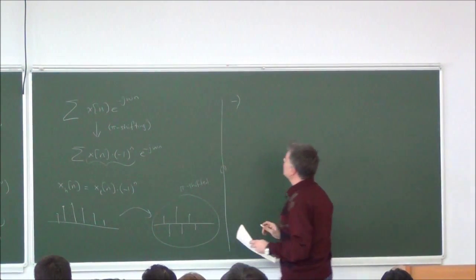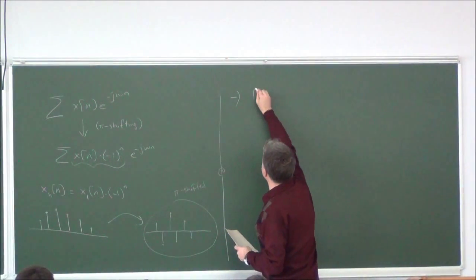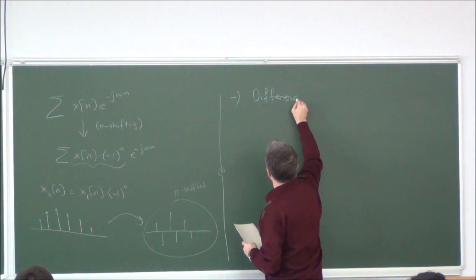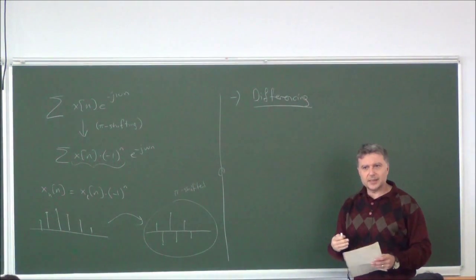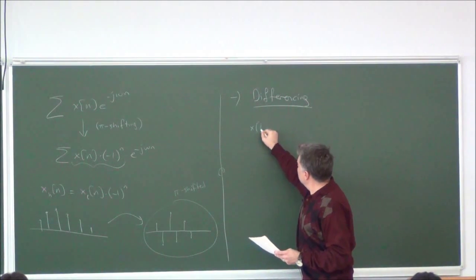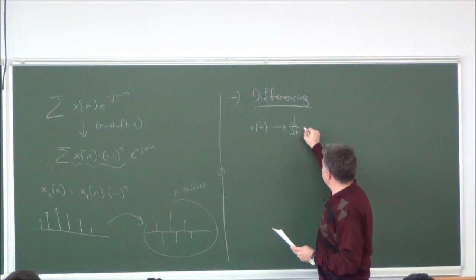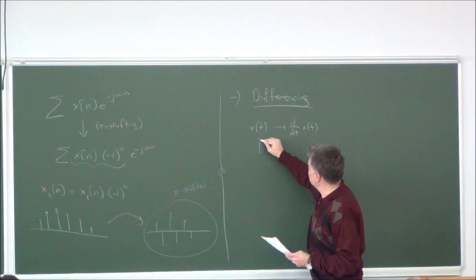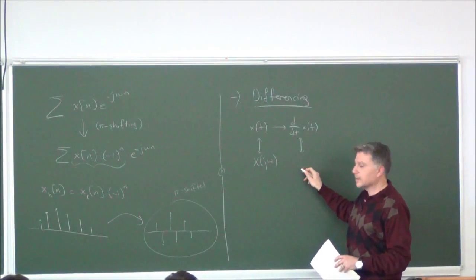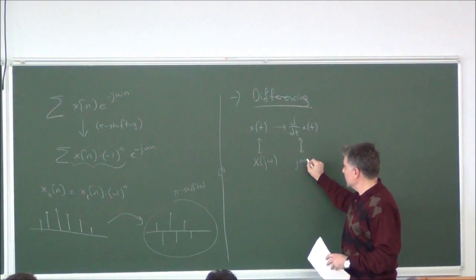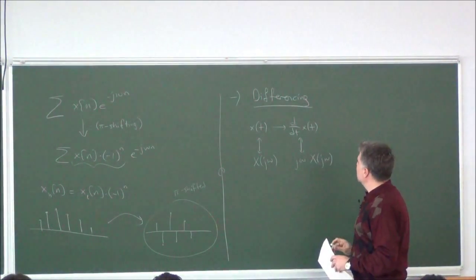Now let's talk about another property. The next property that we'll talk about is differencing. It's like taking the derivative, differentiating in time. Do you remember what was happening when you take the derivative of your signal? If the Fourier transform of this one is X of j omega, what was the Fourier transform of the derivative signal? It was j omega times X of j omega in continuous time, of course. This is what we have.